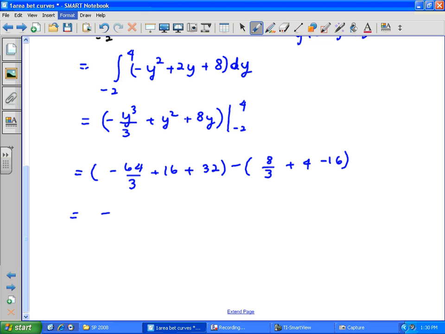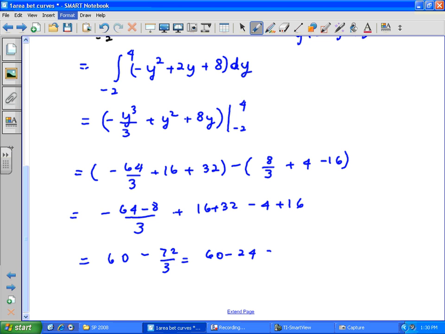I'm going to collect the fractions together first of all. And for the whole numbers, I got 16 plus 32. And distributing the negative sign, I have negative 4 plus 16. I have 32 plus 32, or 64, minus 4, that is 60. Minus 72 thirds, which is 24. Good. So we got 36.